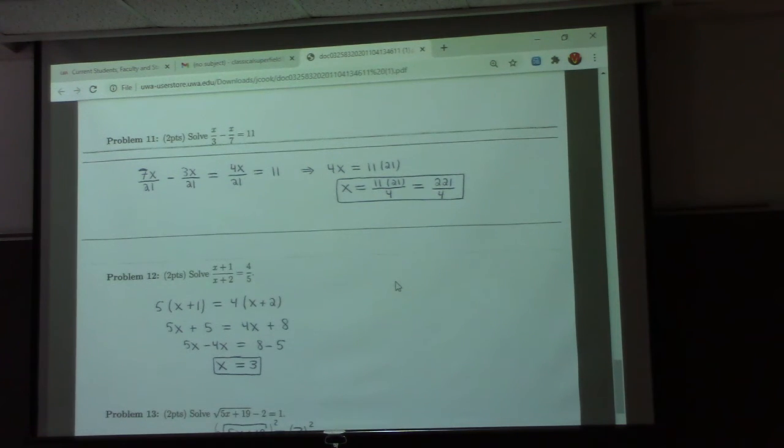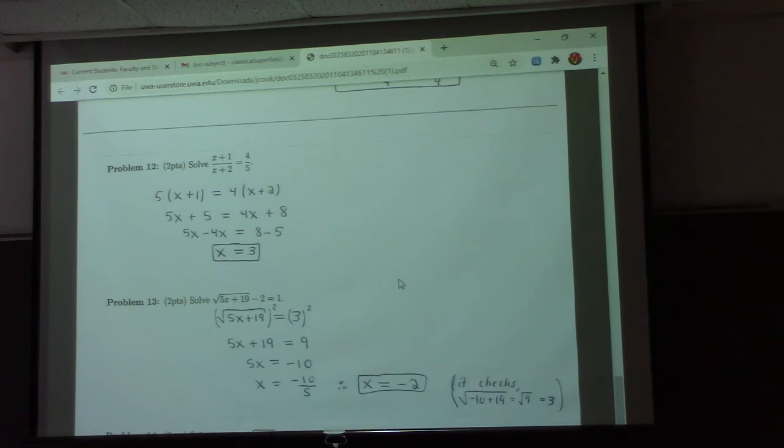I do appreciate it. Problem 12. We cross multiply, right? And then isolate x, and we end up with x equals 3. And it's easy enough to go back and check that out, right? Like 3 plus 1 is 4, and 3 plus 2 is 5. So when you plug it into the left-hand side, you get 4/5, which is the right-hand side. As you can see, x equals 3 checks.